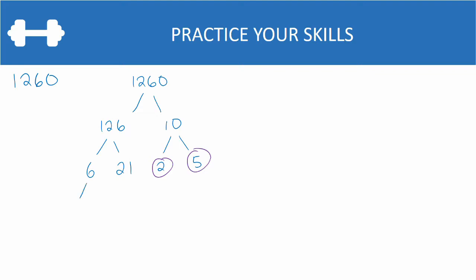But 6 and 21 split up further. 6 splits up into 2 times 3, and 21 splits up into 3 times 7. Now I ask myself, are those prime? And the answer is absolutely they are. So I go and circle all of those prime numbers.